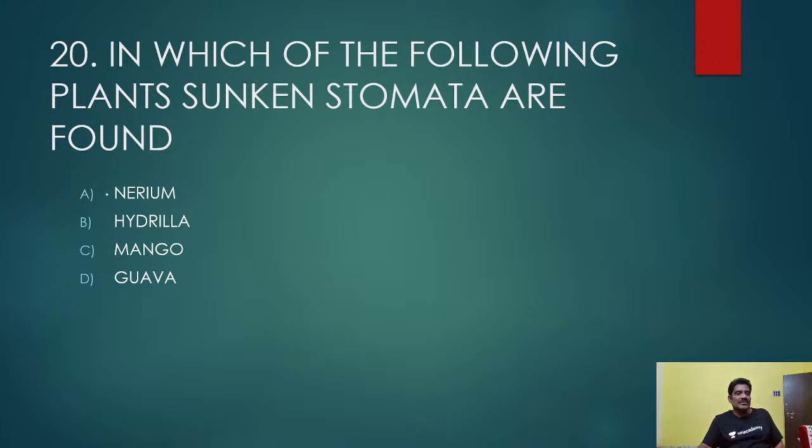Sunken stomata, Nerium. The direct answer is Nerium. Nerium is a xerophyte. Here the stomata are not exposed but are present deep inside. This is to control the rate of transpiration. If stomata appear on the surface externally, the rate of transpiration will be more. The rate of transpiration will be reduced because of the arrangement of the stomata. The stomata are sunken, deeply present inside. So this is an example of a xerophyte where we will find sunken stomata.